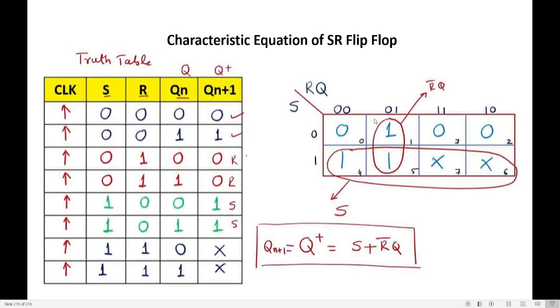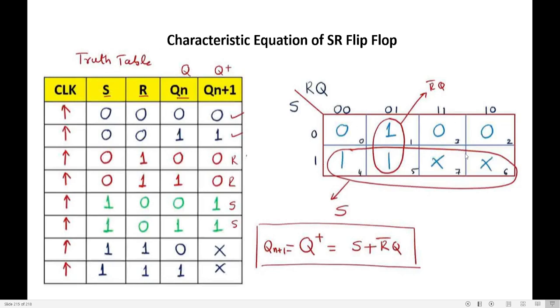Now draw the K-map for it to get the equation. How will you draw the K-map? Three inputs, S, R, Qn. So S, R, Q. Now plot it. What is Q of n plus 1? 0, 0, 0 means S bar, R bar, Qn bar. S bar, R bar, Qn bar is 0. Next is S bar, R bar, Qn. S bar, R bar, Qn is what? 1. So first fill all the data.